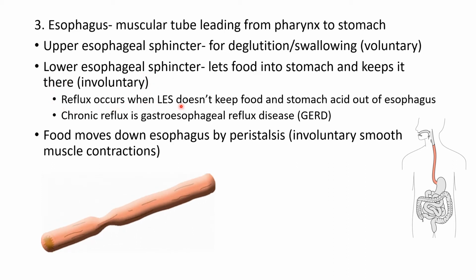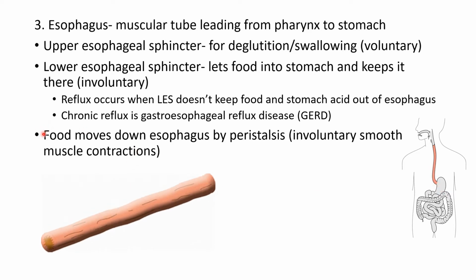So again, reflux occurs when the sphincter muscle doesn't keep everything in the stomach where it should be, and if it's malfunctioning, it may not close all the way or be weak and let food and stomach acid reflux up into the esophagus. Chronic reflux is called GERD, gastroesophageal reflux disease, and this is like chronic heartburn because you have something that's wrong with the sphincter muscle or something that's wrong with your stomach, and so the food and acid is able to reflux up into the esophagus consistently, and this is not good because that can eventually cause esophageal cancer.